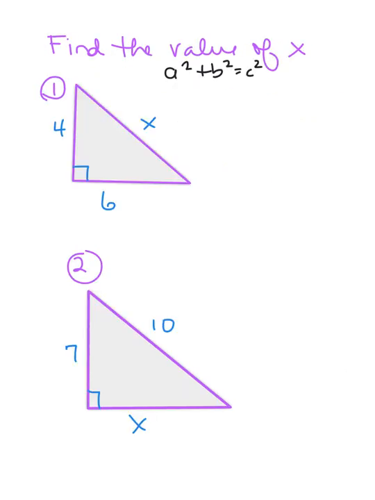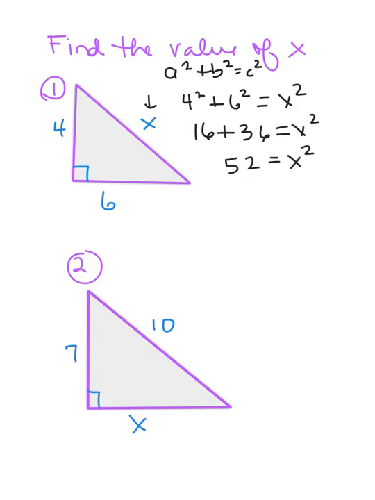Now let's practice some. The directions say to find the value of x. Again, the Pythagorean theorem is a squared plus b squared is equal to c squared, where c is the hypotenuse. So in number 1, my value for x is a hypotenuse. So I have 4 squared plus 6 squared, because they're the legs. Doesn't matter which one I write first, is equal to x squared. So 4 squared is 16, plus 6 squared is 36, is equal to x squared. Now 16 plus 36 gives us 52, is equal to x squared.